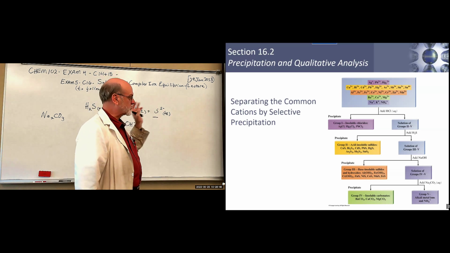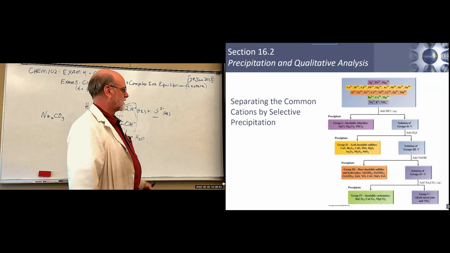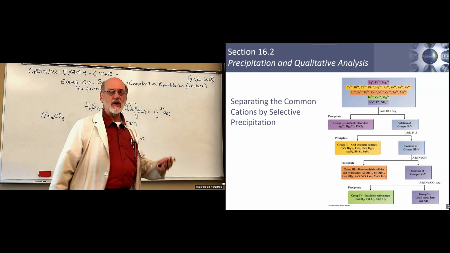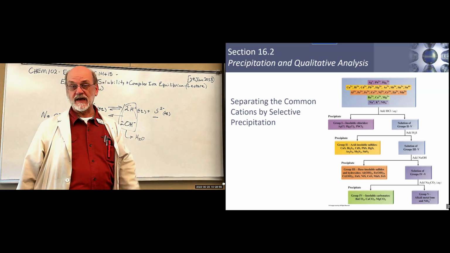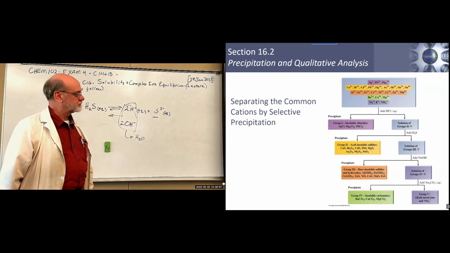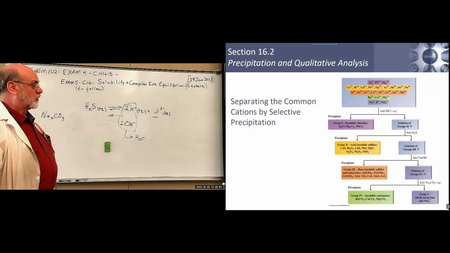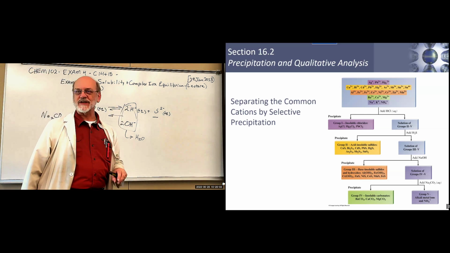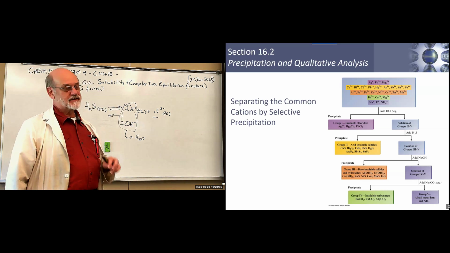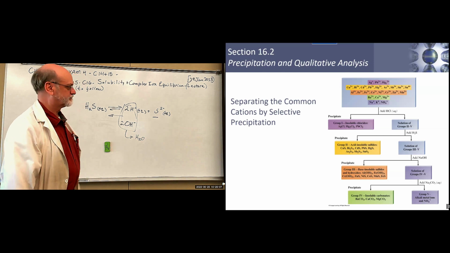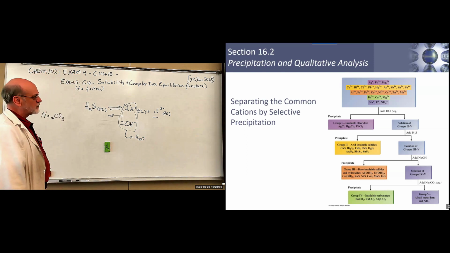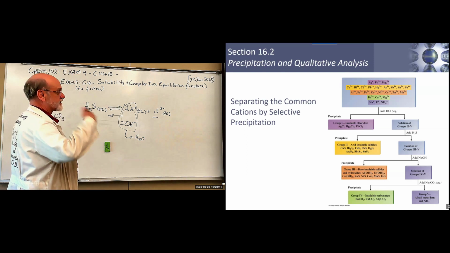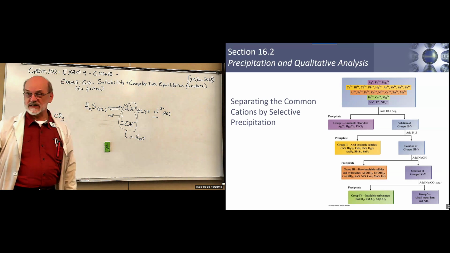And then the 5th group is what's left, right? The alkali metal ions and ammonia. They're all that's left now. We're not going to delve into what you do with these complex mixtures afterwards. It's too complex for this class. But that's a selective precipitation procedure.